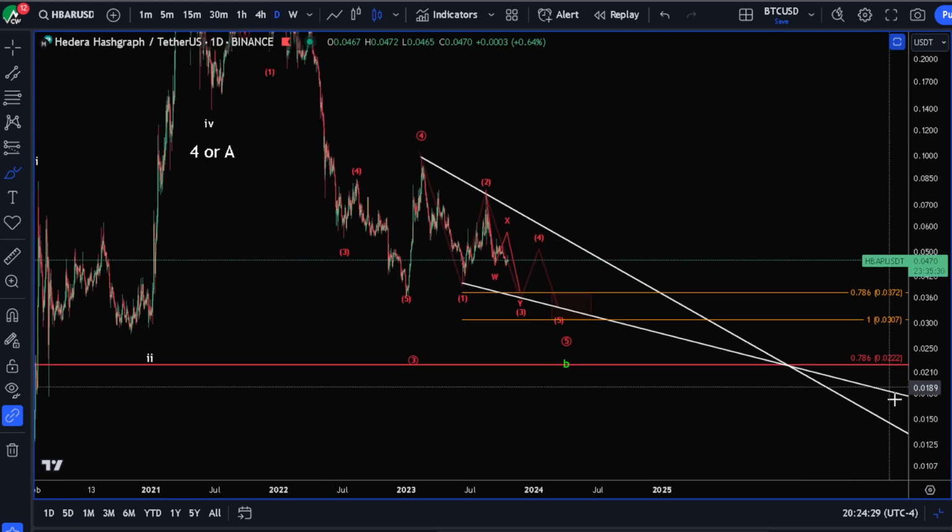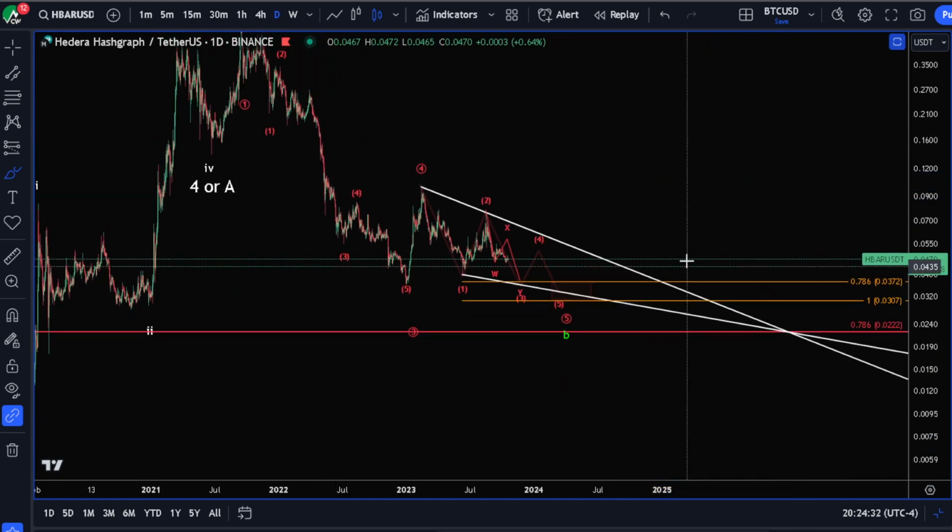If you go out to the daily, you can see what I'm looking for here. Final targets between 3 and 4 cents, coming down in an ending diagonal.